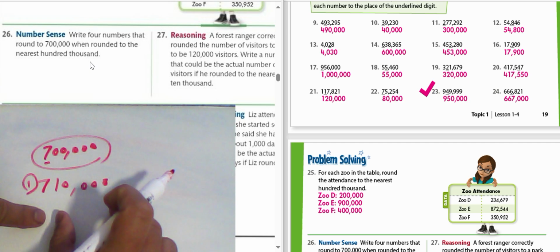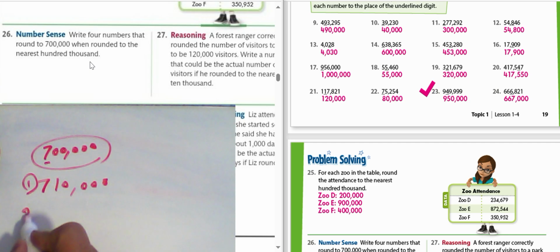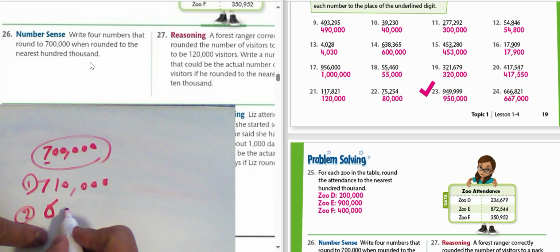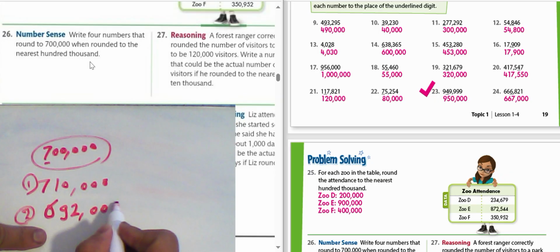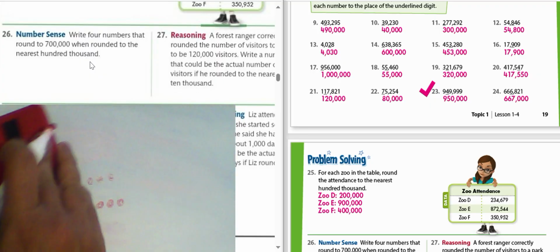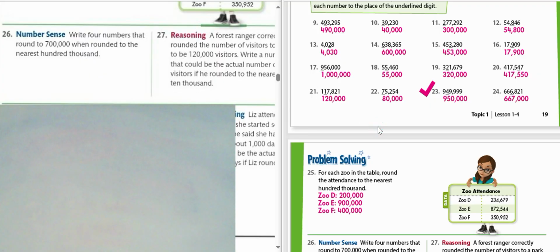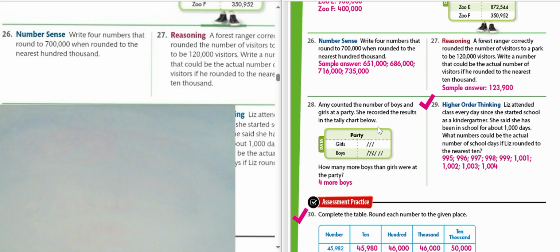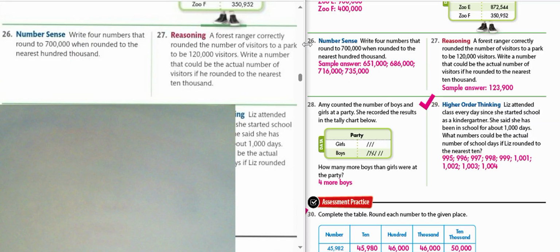You can write the first number 710,000. We can approximate to the nearest 100,000 and it will give this number. And also you can write 692,000. We can approximate to the nearest 100,000 will be 700,000. And also we can write 694,263. We can approximate this number to the nearest 100,000 will be 700,000. Okay, any answer you can write, but you must approximate the answer to the nearest 100,000. Next question here.